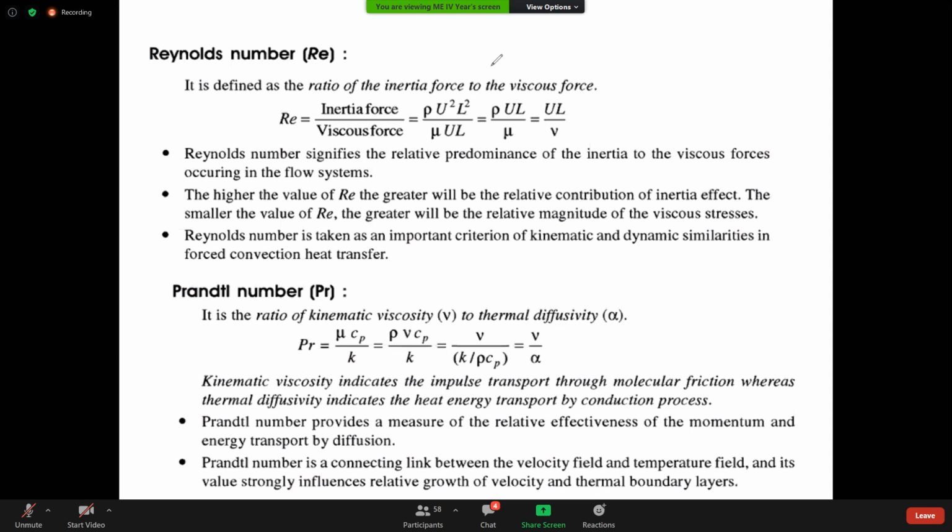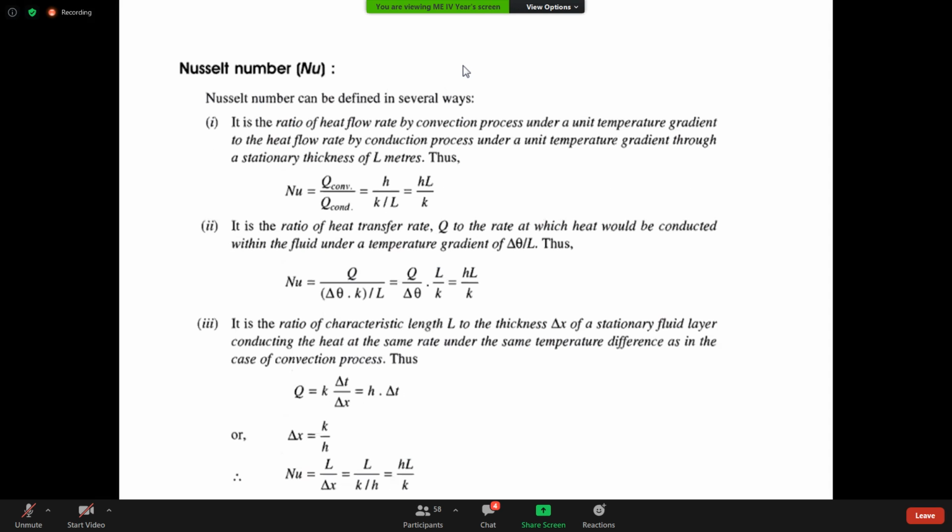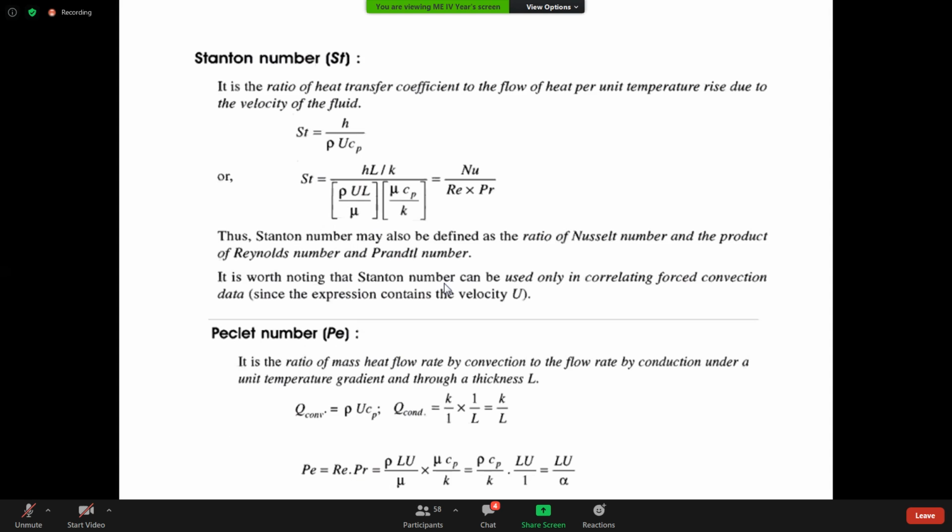Next, Nusselt number, I said hL by k. If it is diameter, it can be hD by k. These are the non-dimensional numbers which we use in convection heat transfer.